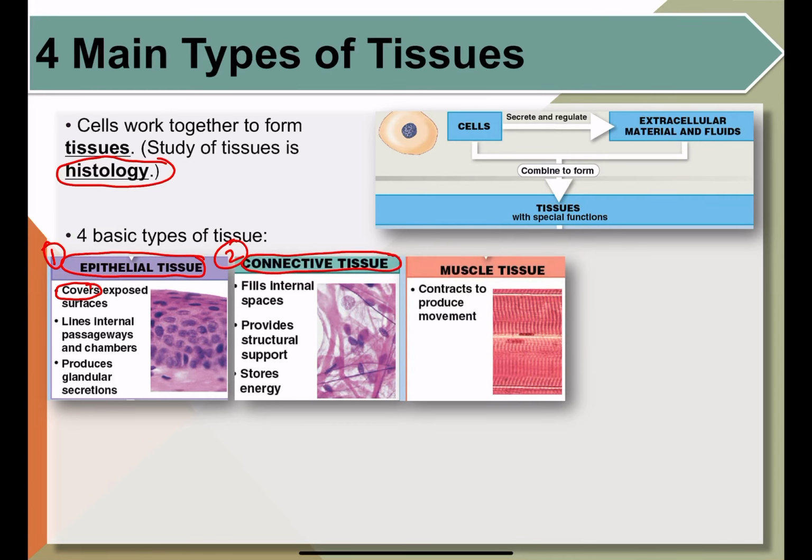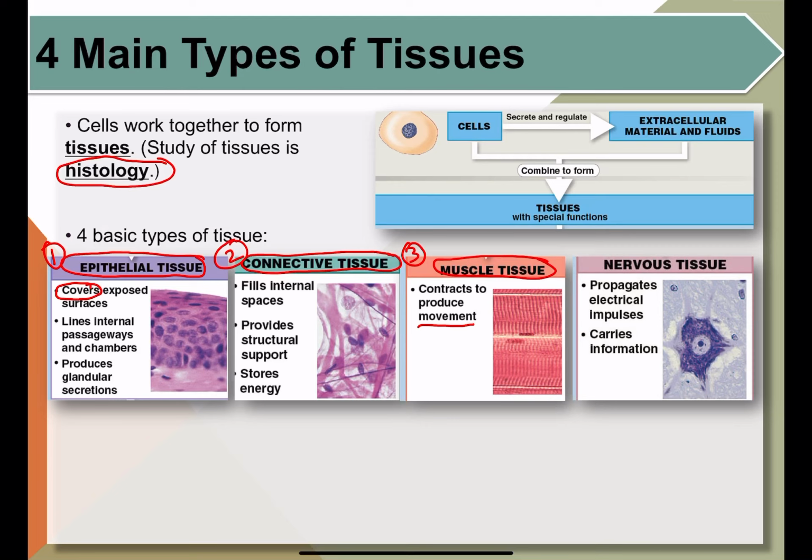All right. And then the third type of tissue is called muscle tissue, which is very straightforward. There are 3 different types of muscles in our body, and of course, it functions to help with movement. And then the last type of tissue, the simplest of the 4, is the nervous tissue. Their main job is to carry sensory and motor information in the form of electrical signals.